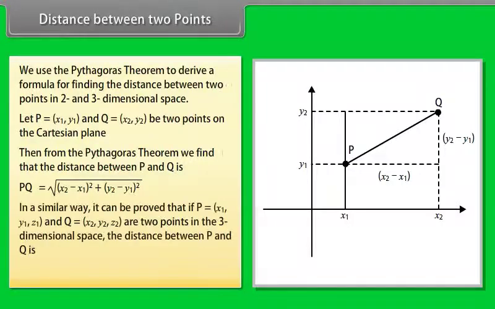In a similar way, it can be proved that if P is equal to x1, y1, z1 and Q is equal to x2, y2, z2 are 2 points in the 3-dimensional space, the distance between P and Q is PQ is equal to square root of (x2 minus x1) square plus (y2 minus y1) square plus (z2 minus z1) square.